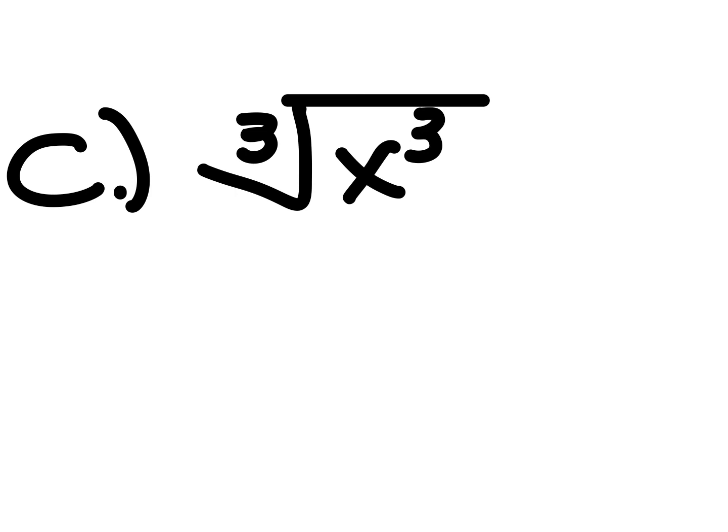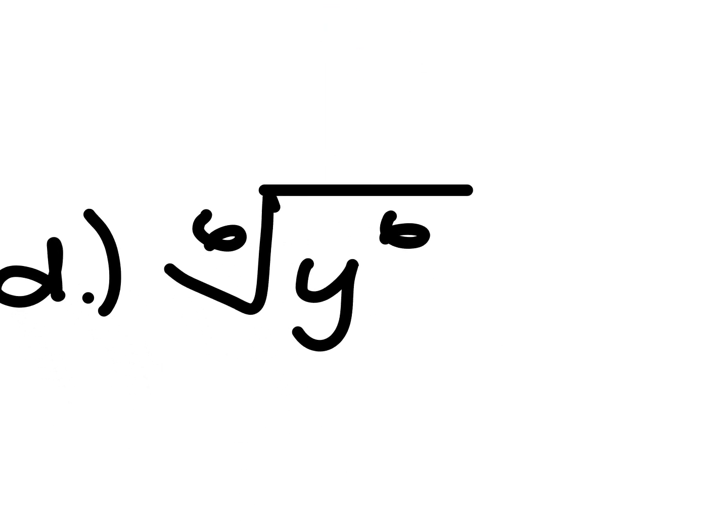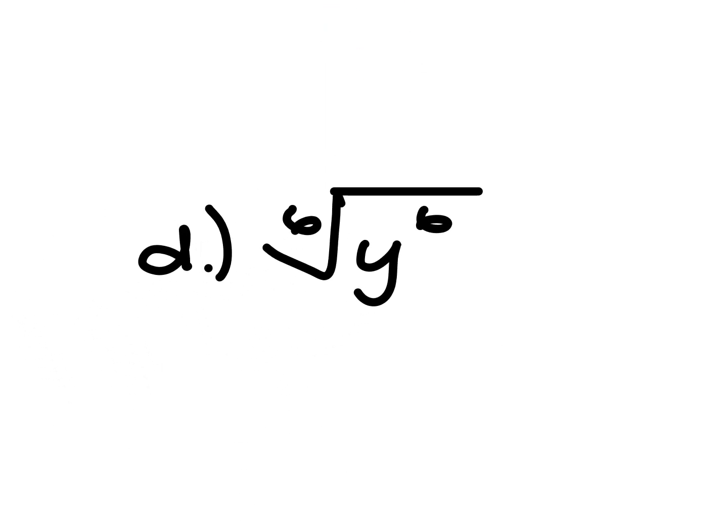Same exact thing. Rules stay the same. The index and the exponent are the same. Cross them out. Your answer is X. Good. Questions, anybody? What about D?